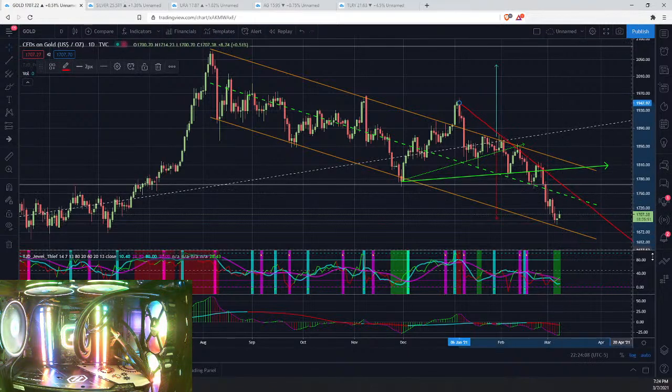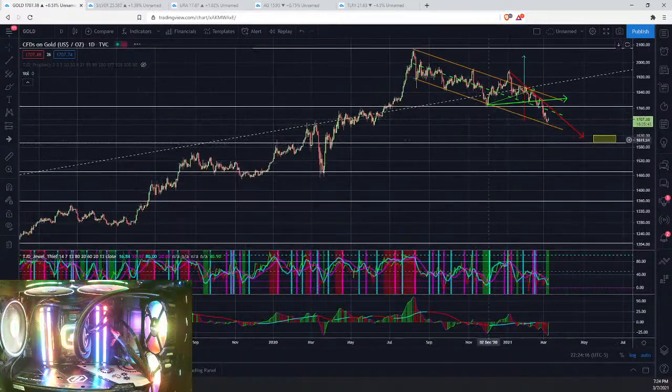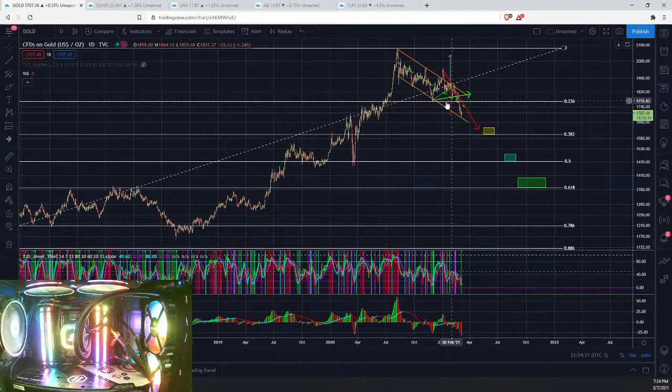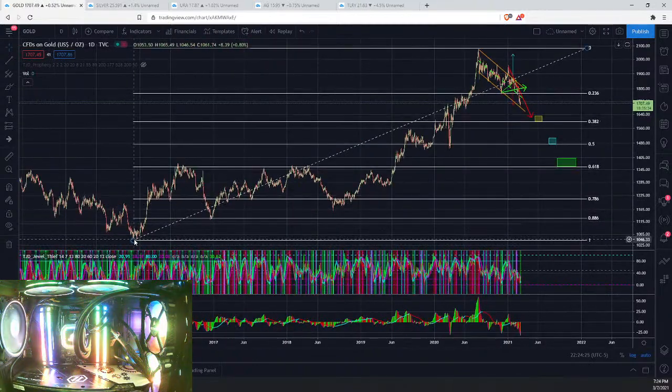And now you've got to worry about this thing coming in here. So I don't think this is done bottoming. Could it be done bottoming? It's possible. But we just broke down from a key fib level. So my entries on gold: we went from the bottom back here at $1,046. When we broke above 1,300 right here, that was my bull call. That was when I said, this is it. Gold is on. Went up to 2,100.